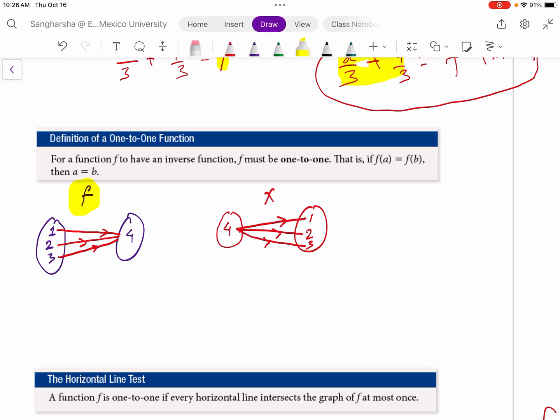We switch our input and output. And after switching input and output, the new function we get is not a function. Now what does it mean here? It means that not every function has an inverse function.